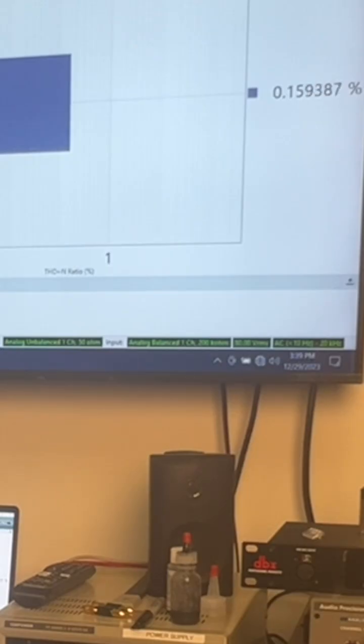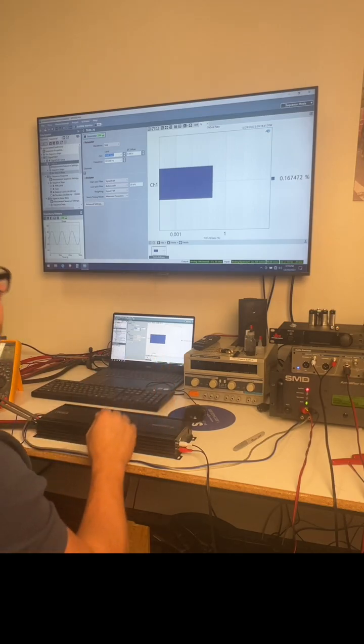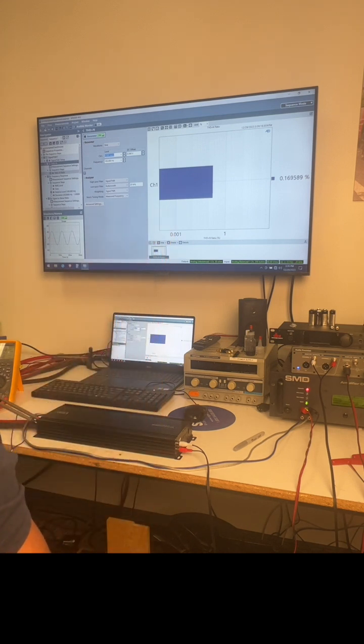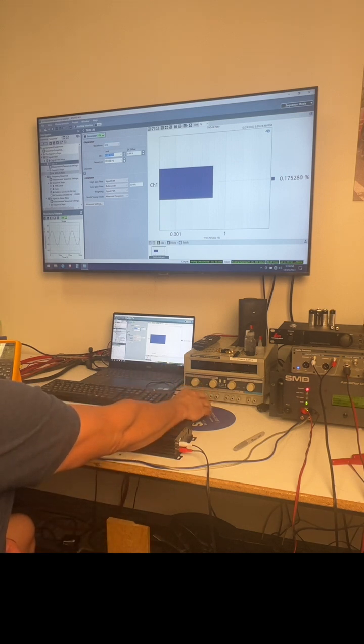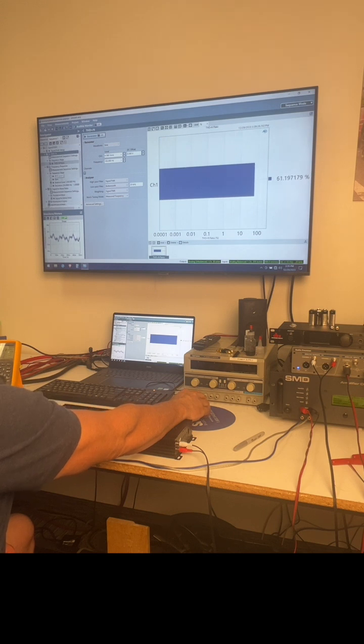So that's pretty awesome. That means 99.85% of what's coming out of it is the pure 100 hertz tone that's going into it. That little bit left over is the total of the harmonics plus any random noises. So that's a great number there. Good job, 1500. Okay, now we will do the frequency response test.